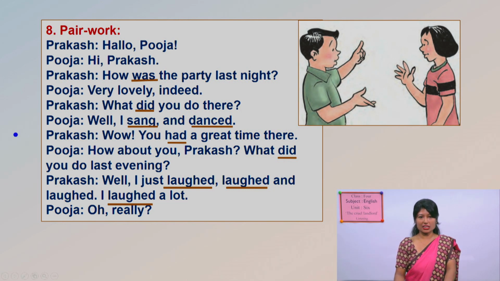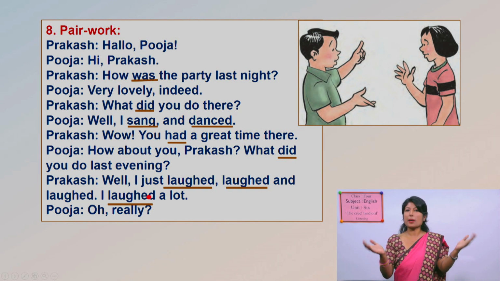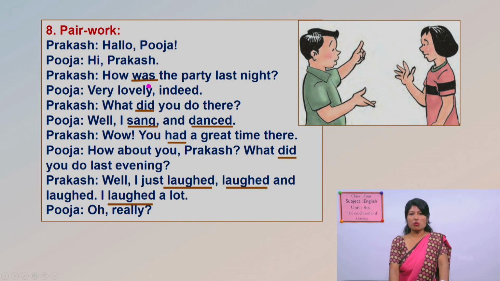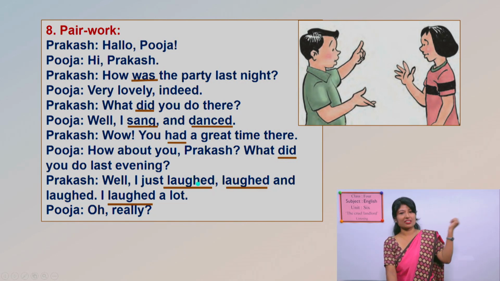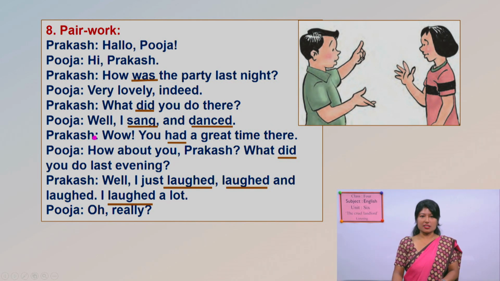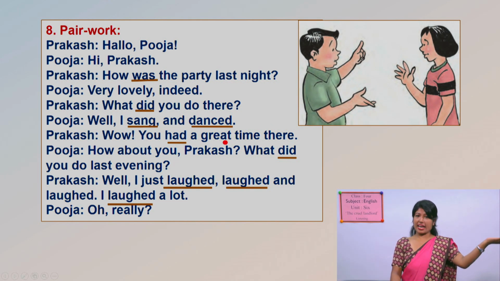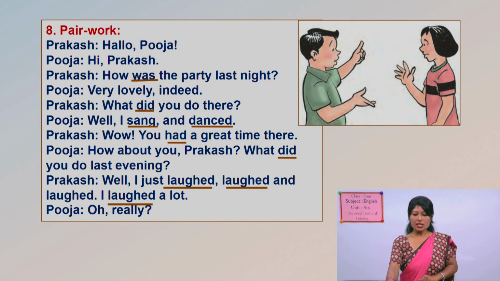So laughed, this laughed also. I laughed a lot. Laugh, L-A-U-G-H, is the first form, I mean present form, and laughed, L-A-U-G-H-E-D, is past form. Okay, so here was, past form of is; do, did; sing, sang; dance, danced; have, had; do, did; laughed. Okay, so these are verbs in the past. So they were talking about past activity.